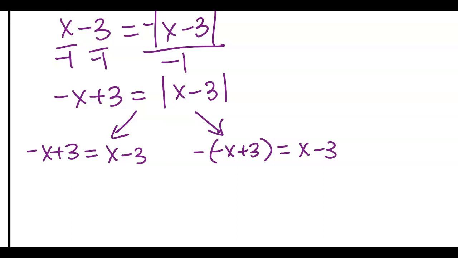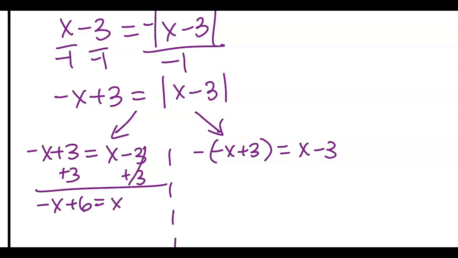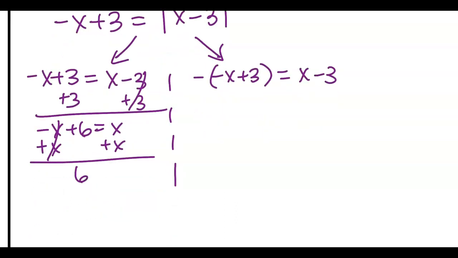So for the first part on the far left, I'm going to kind of draw another line here. On the far left, I'm just going to add 3 to each side. So we'll have negative x plus 6 is going to equal x. And then I'll add x to each side. So it looks like we're going to have 6 equals 2x. And when you divide both sides by 2, 3 will equal x.